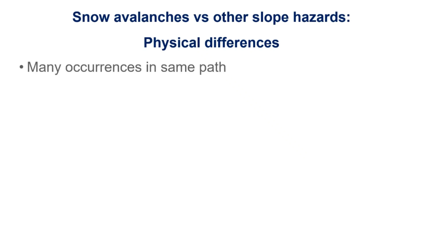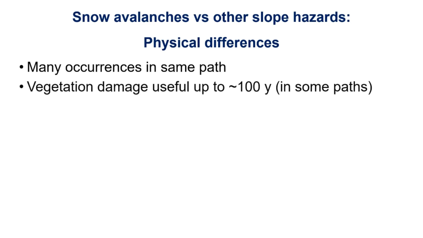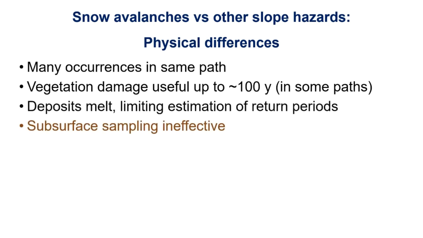Let's sum up. In a specific path or track, snow avalanches are much more frequent than most other slope hazards. In many avalanche paths in North America, vegetation damage provides a record of avalanche extent in the preceding 50 to 100 years. Boundaries in vegetation, called trim lines, as well as historical records, combined with statistical techniques, often allow the snow avalanche specialist to confidently draw hazard lines for return periods up to about 100 years. However, for return periods beyond about 300 years, the snow avalanche specialist often has difficulty confidently drawing hazard lines, partly because the deposits melt and subsurface methods do not work.